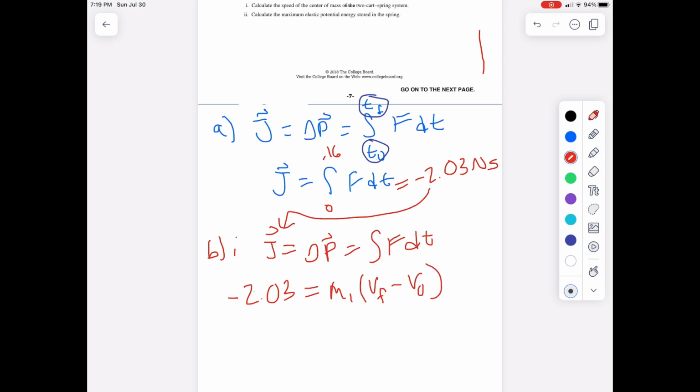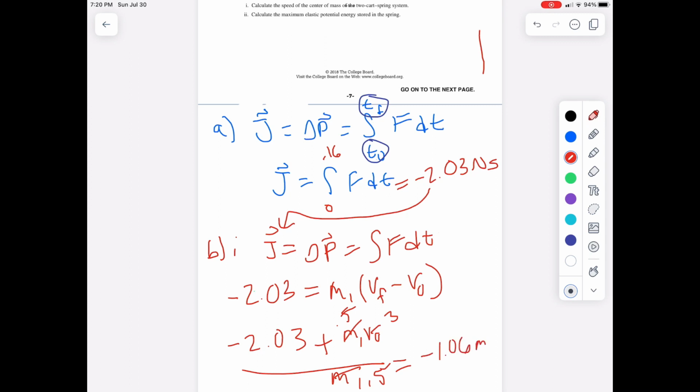Okay, so then I get that the final velocity is negative 2.03 plus m1 times v0, all divided by m1. And if I do this on my calculator, we know that v0 is equal to 3, m1 is equal to 0.5. So if I do negative 2.03 plus 0.5 times 3, divided by 0.5, I get that my final velocity is equal to negative 1.06 meters per second.